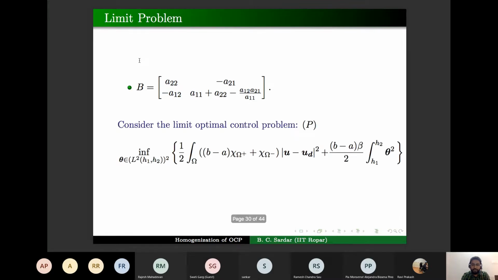Okay, so this is the corresponding limit control problem, meaning this is the appropriate cost functional we have introduced here, and then we can study this optimal control problem. First we need to show the existence and uniqueness of the optimal control, and we can also characterize this problem. Fine. Now I'm going to show you the main convergence result we have obtained in this problem.